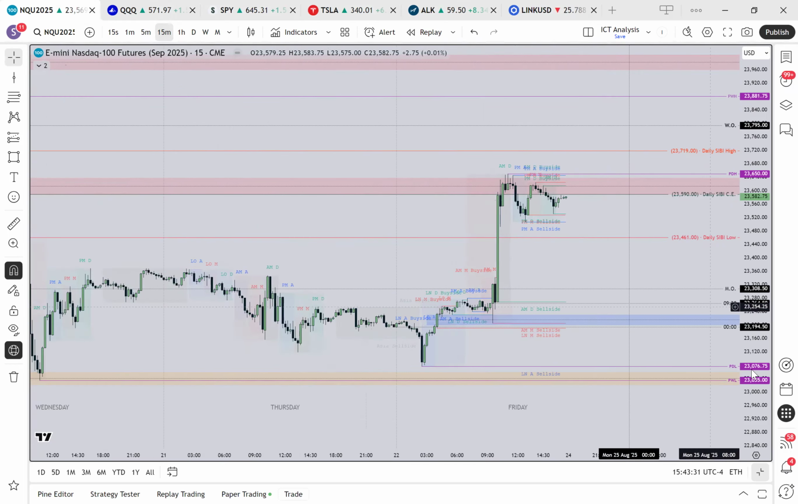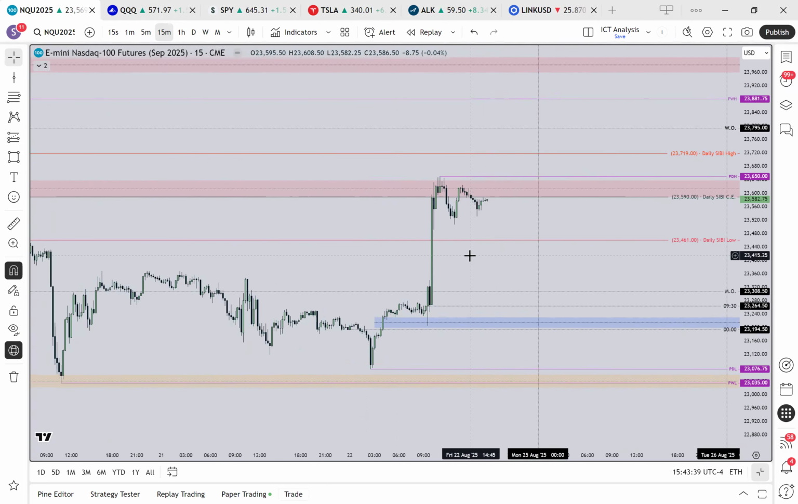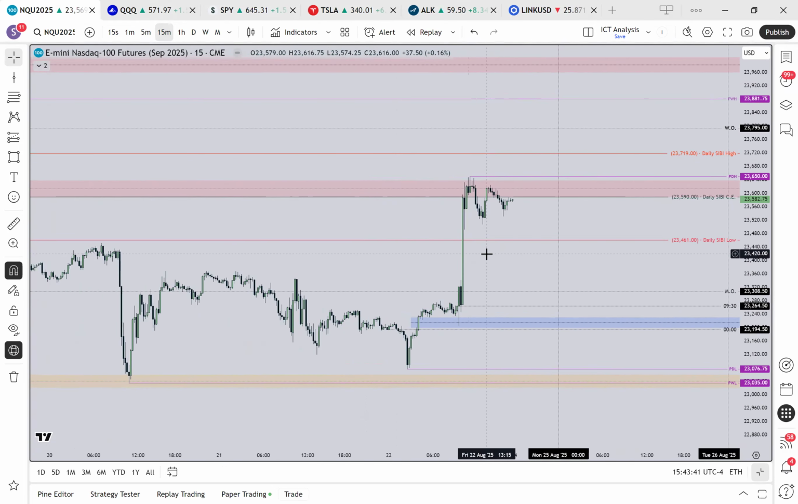On the 15, we see it a little more clear. Declutter it a little bit. So it appears that we see the beginnings of a market maker sell model, but we will see how Asia reacts. We gap higher, a gap lower.